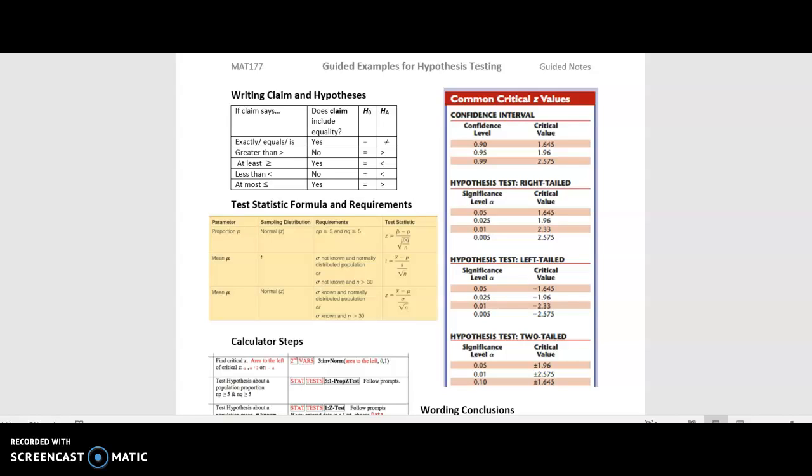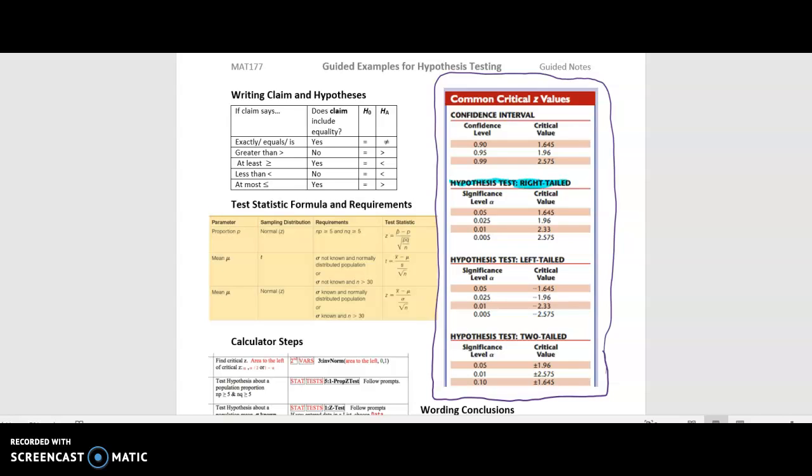There are two things on here that we haven't talked about and I want to point out to you. First, in the upper right-hand corner, there's a table of common critical values. This is the table that we'll get our critical values from for our hypothesis testing. I want you to note though that the top here is confidence levels and critical values, the three most common. But then after that, we have hypothesis testing for a right-tailed test.